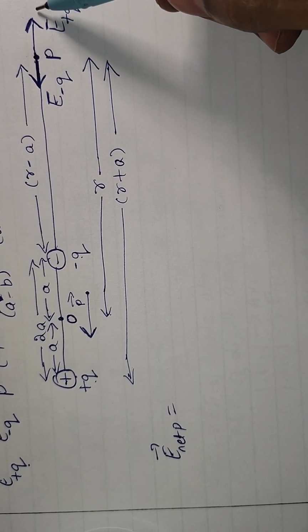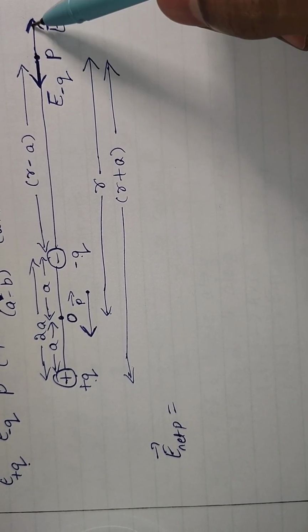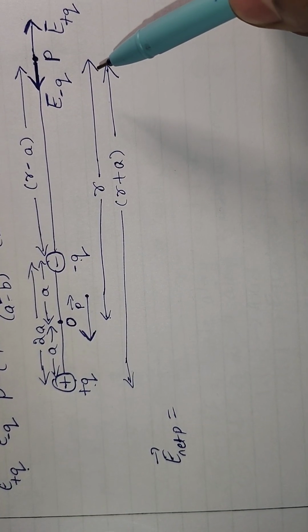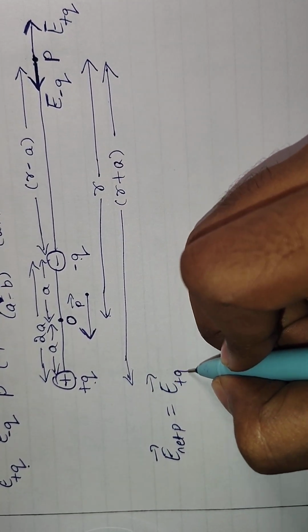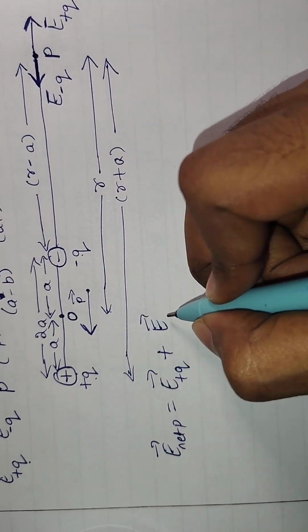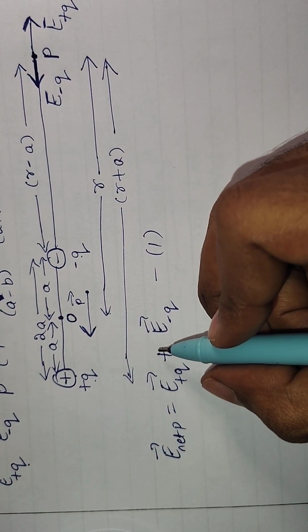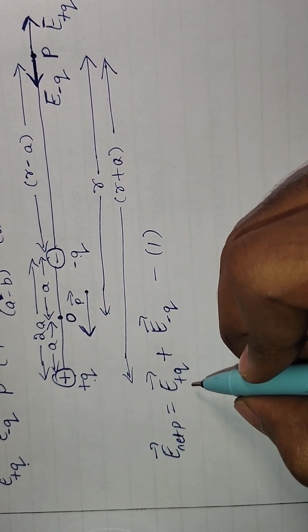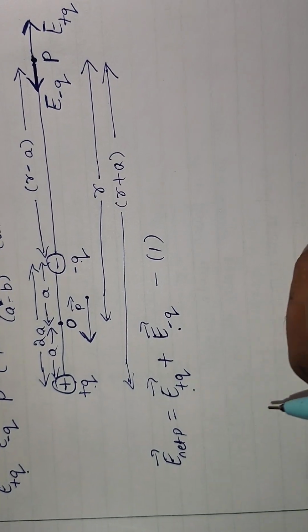There are two electric fields, right? Sorry, one is E plus Q and one is E minus Q. So the net electric field at that point is the vector sum of the electric field due to charge plus Q plus the electric field due to charge minus Q. This is your equation 1 from the principle of superposition. Okay. Now evaluate individually what is the electric field due to charge plus Q and minus Q.